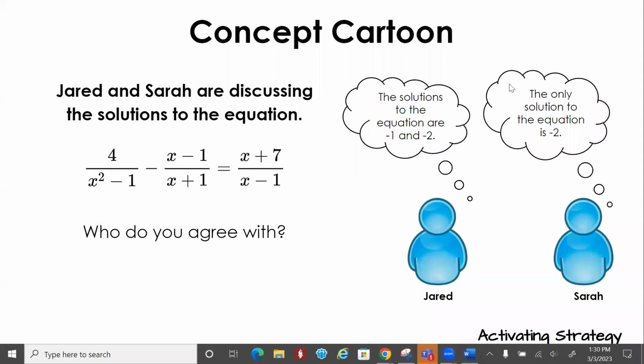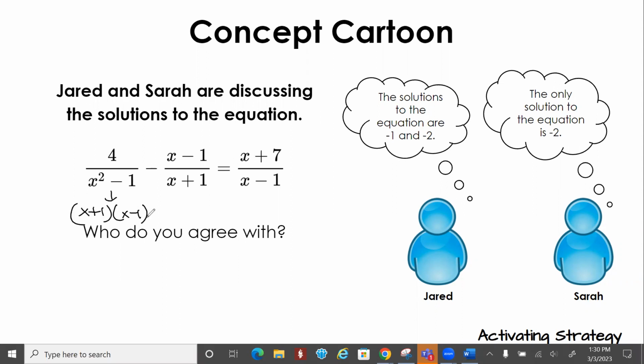Sarah and Jared are discussing the solutions to this equation. Who do you agree with? So obviously they already have these answers over here. But if you were going to go about solving this and you didn't have answer choices, the first thing that you would do is you would factor this, which would be x plus 1 and x minus 1.